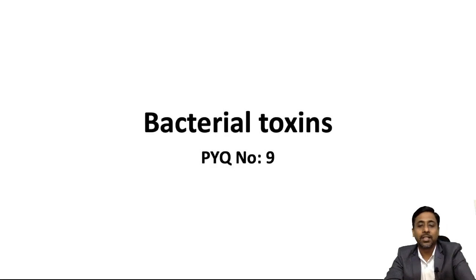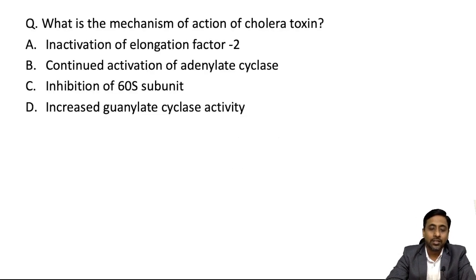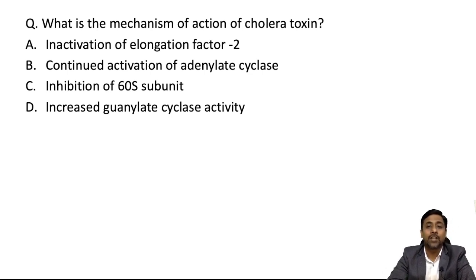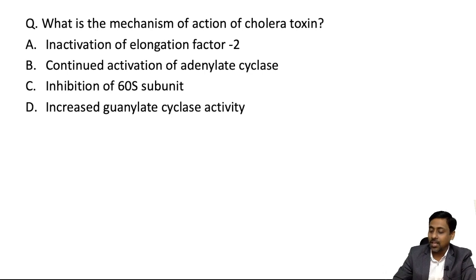So the topic is bacterial toxin PYQ number 9. So let's start with the MCQ. The MCQ is, what is the mechanism of action of cholera toxin? So they asked about the mechanism of action of cholera toxin. Option A is inactivation of elongation factor 2, continued activation of adenylate cyclase, inhibition of 60S subunit, and increased guanylate cyclase activity. So what is the answer?